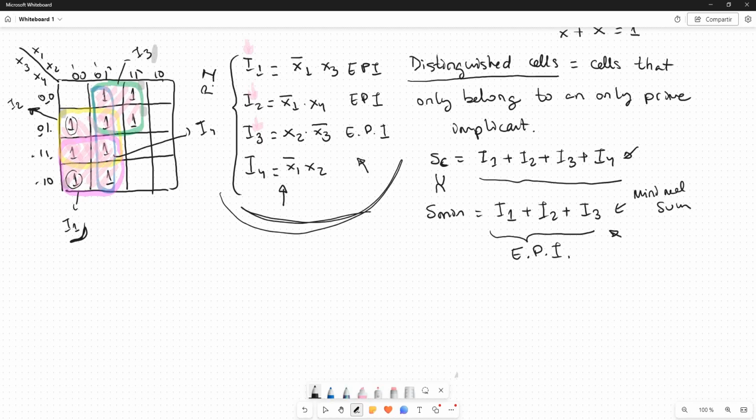So for the minimal sum, we are going to include all the essential prime implicants, and we are going to check if all the ones are covered. If not all the ones are covered, we have an extra step. We are going to see an example.